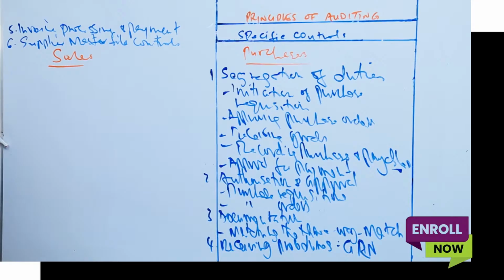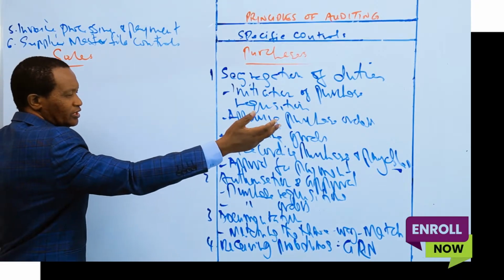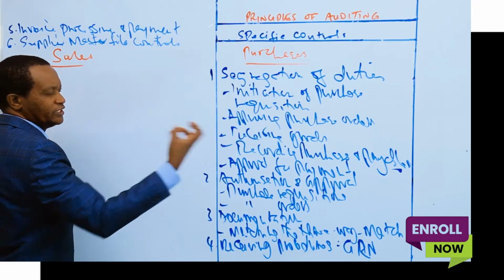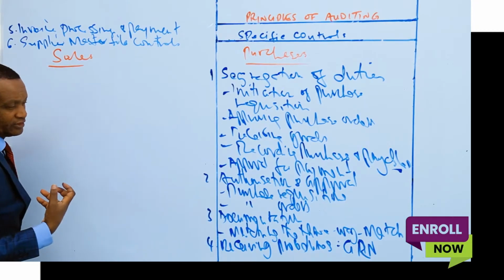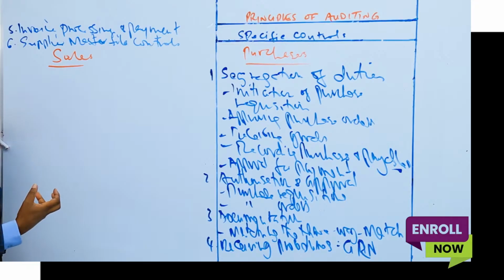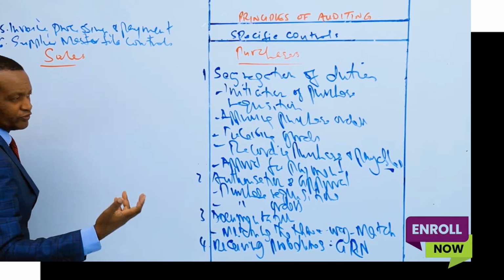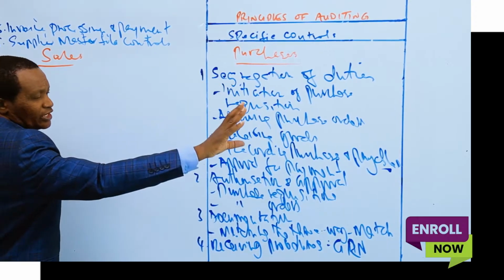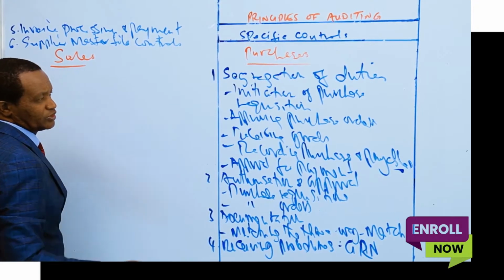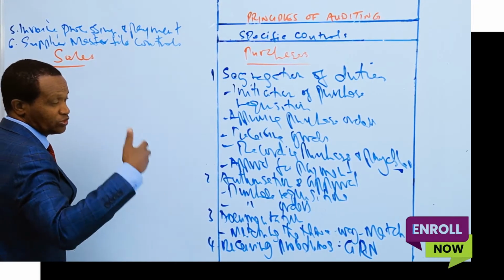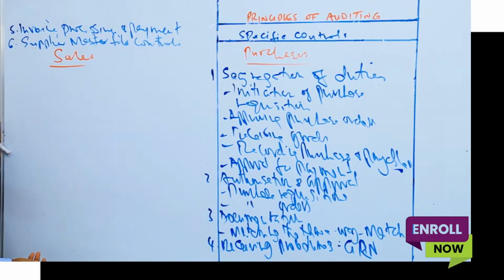The selling activity includes order taking. Before you sell to a customer, you have to receive an order from the customer. That's what I'm calling order taking. After receiving the order, then there ought to be credit approval. Before you supply to a customer who is not paying cash, there has to be an approval process to find out whether that customer deserves to be sold goods on credit. That's what I'm calling credit approval.